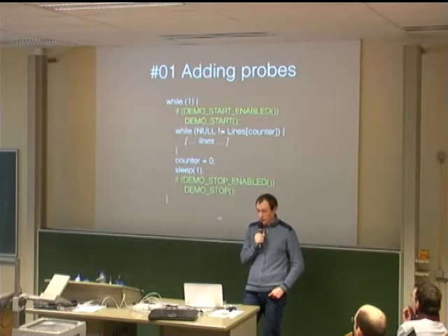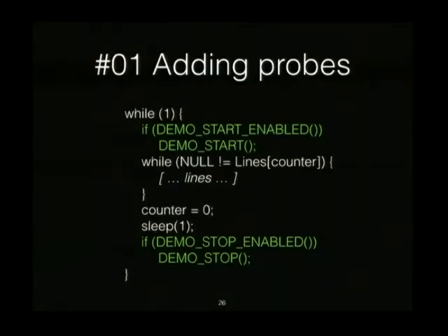After running the application, it generates some code which contains macros: demo start, enable it, and demo stop, enable it. Then you include that in your code, and you will see when your function started and when it finished execution.